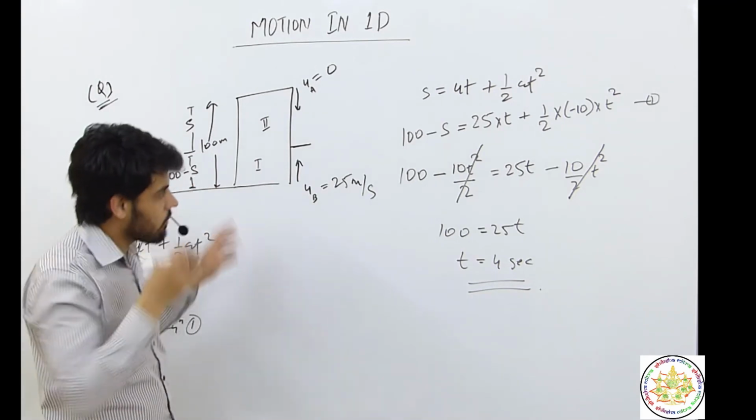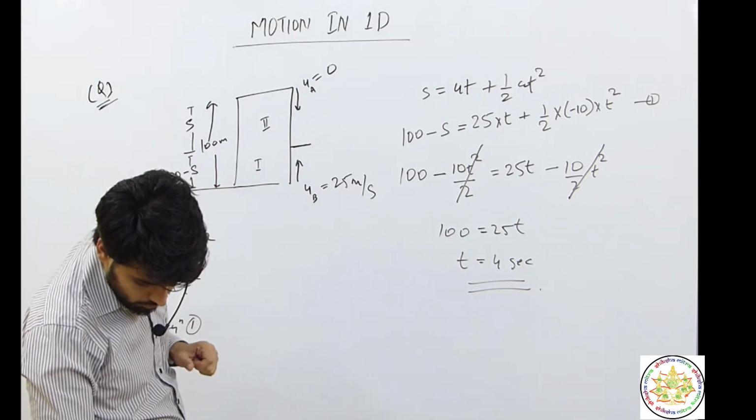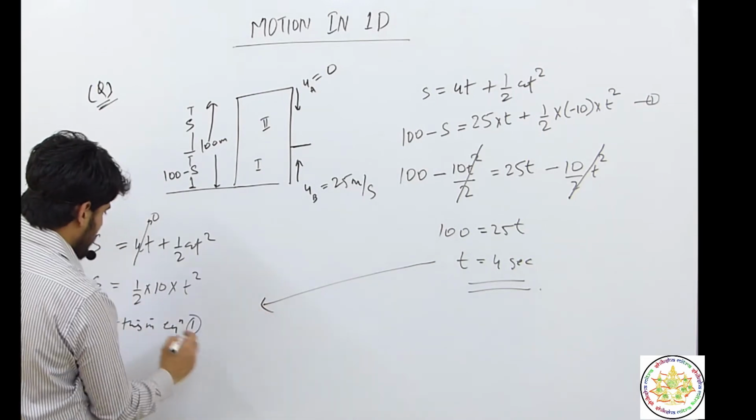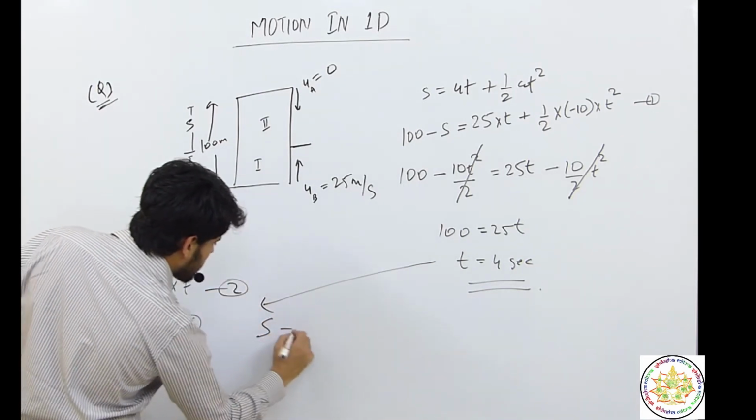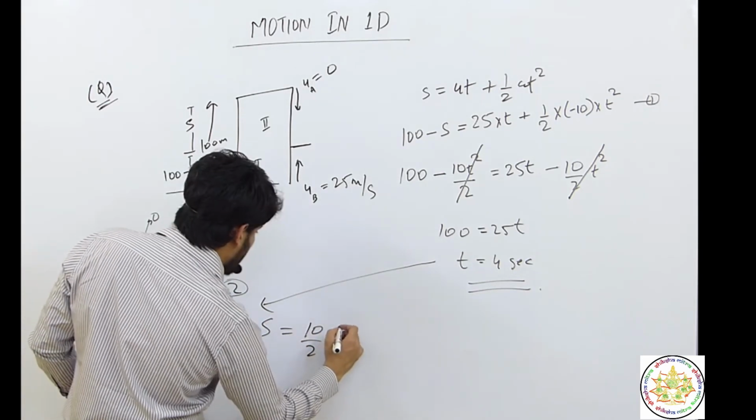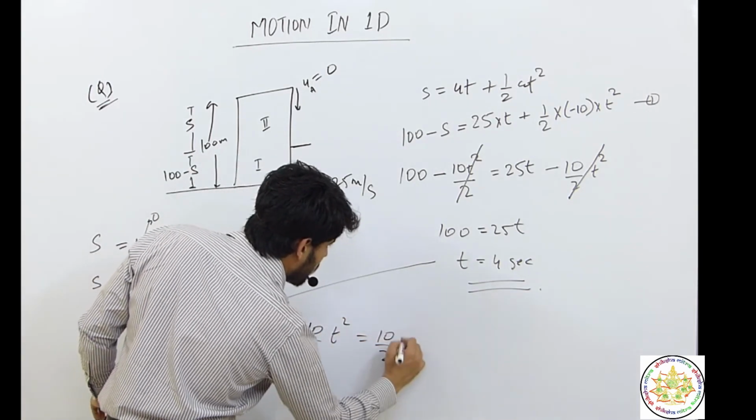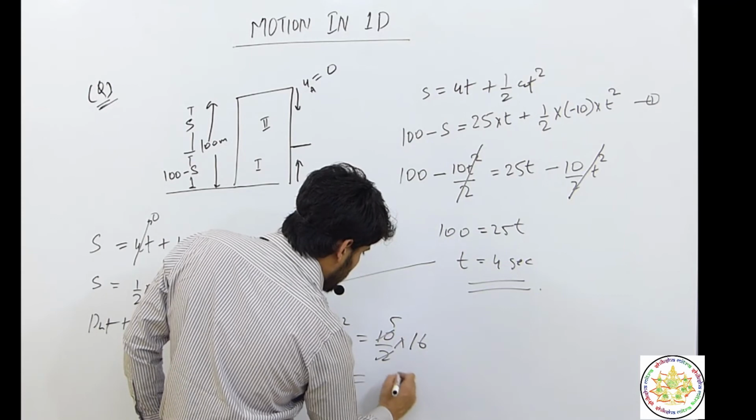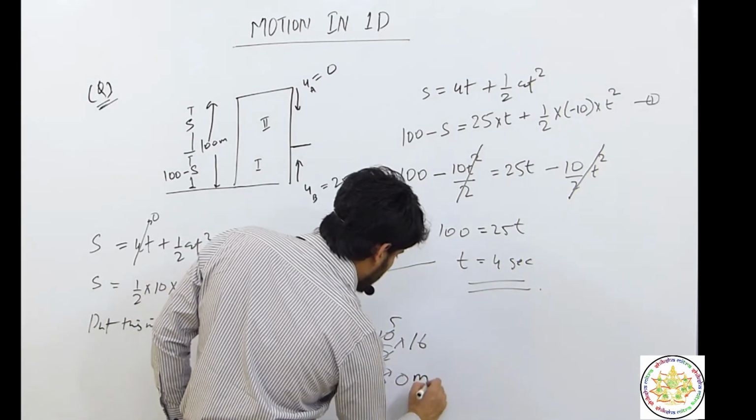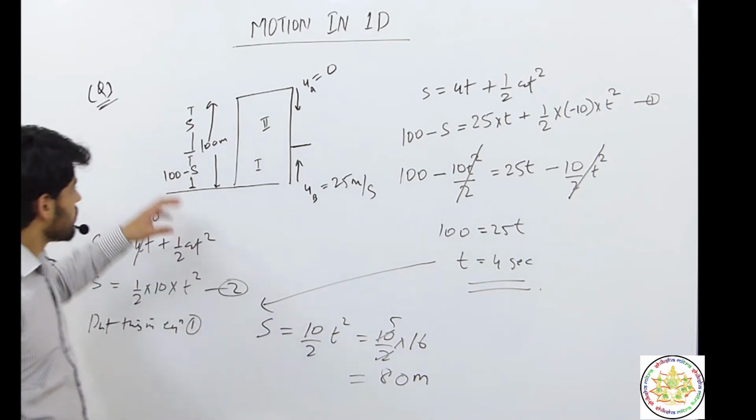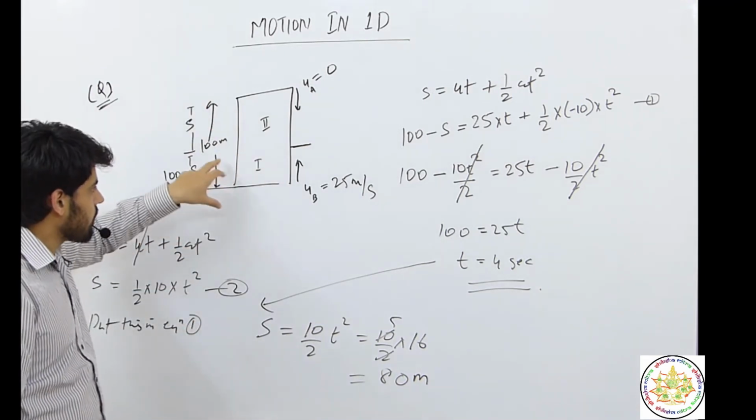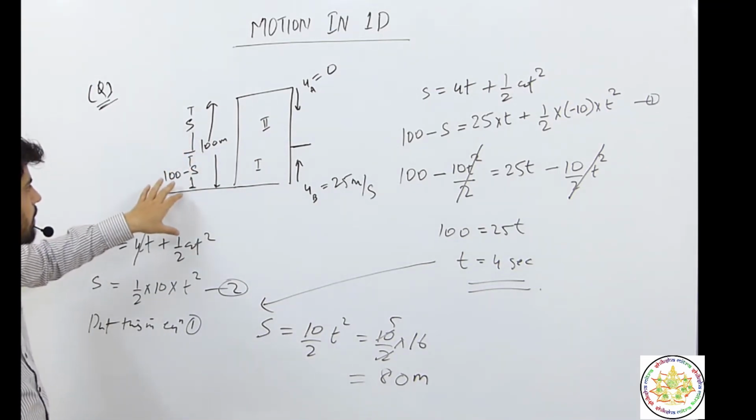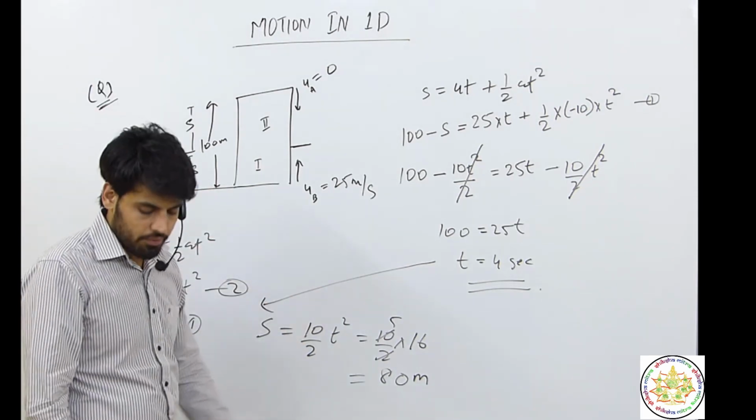Now we have to calculate the distance from the top of the tower. So we will put this time in equation number 2. So s was 10 by 2 t square, that is 10 by 2 into 16, that is 5 into 16, 80 meter. So the distance from the top of the tower at which both the balls meet will be 80 meter, and if the examiner asks for the remaining distance, that will be 100 minus 80, that is 20 meter.